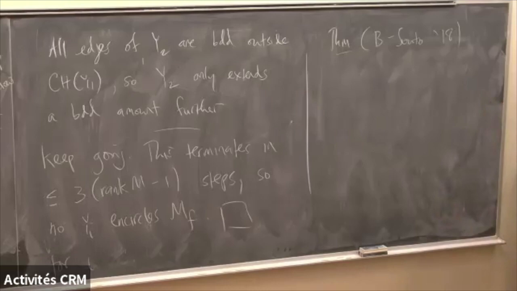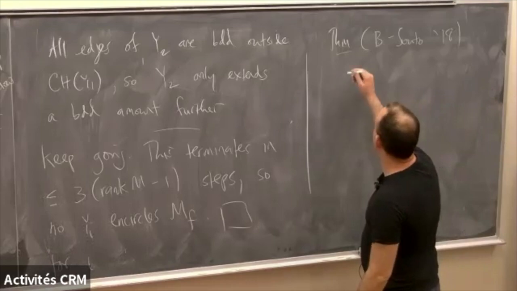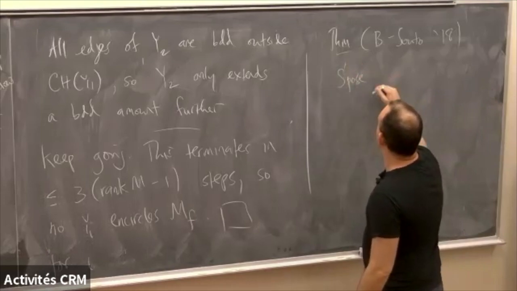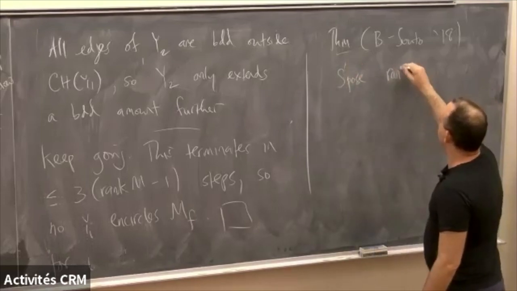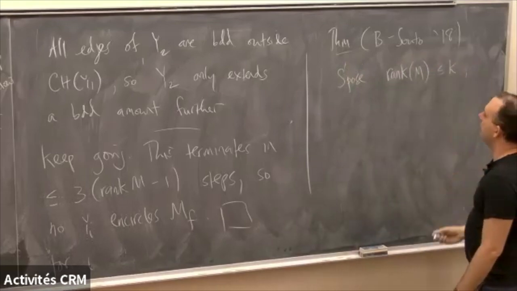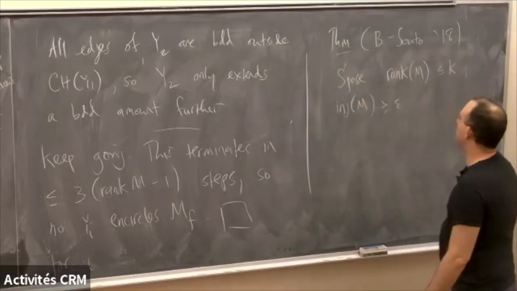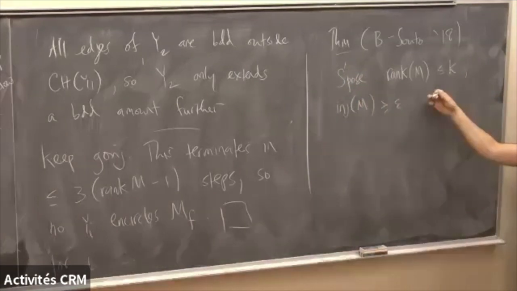So the theorem says this is sort of like the ultimate version of all these techniques that we've been able to do so far. And what it says is that, let's suppose that we have this closed hyperbolic 3 manifold, and I tell you that its rank is at most k, and its injectivity radius is at least epsilon. And here the injectivity radius assumption is actually necessary. It's not just something I'm doing for this talk.